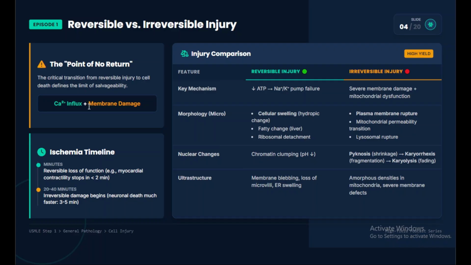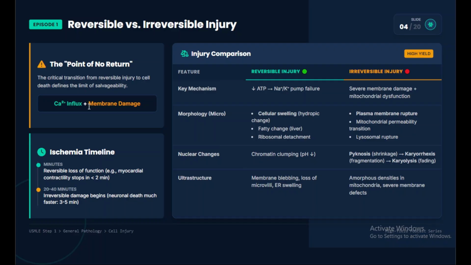For example, if I talk about myocardial ischemia, or a heart attack in layman's terms, in myocardial ischemia the heart muscle stops contracting within 2 minutes. But at this stage, the damage is still reversible. If blood flow is restored quickly, the cell can recover. So this is the importance of timing. But if you delay, after about 20 to 40 minutes of severe ischemia, injury becomes irreversible because at this point cell death begins.